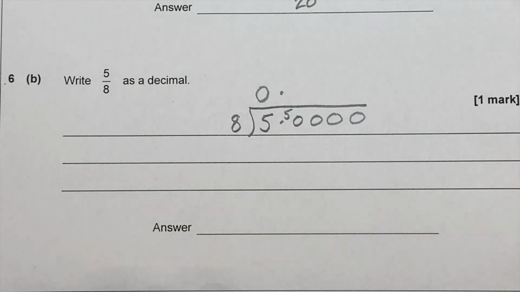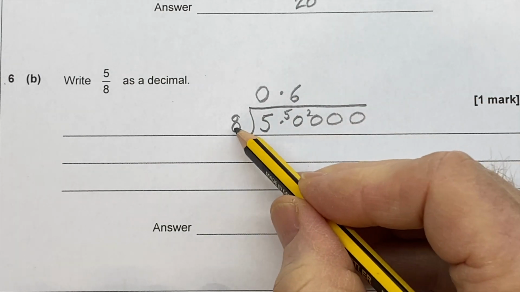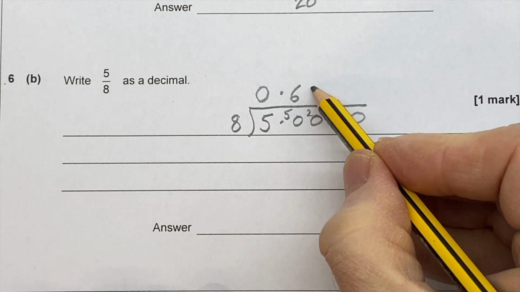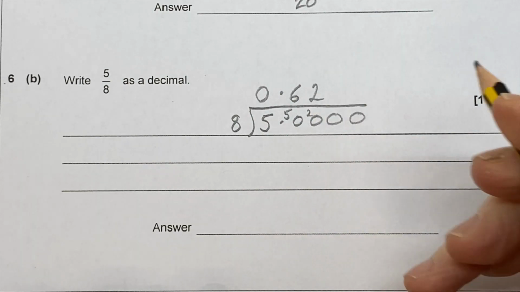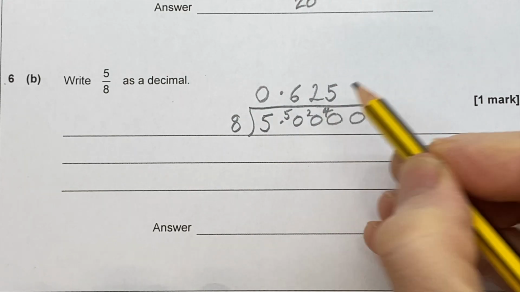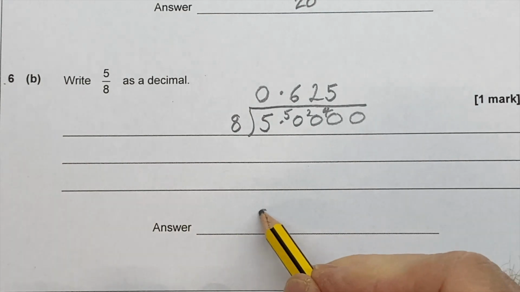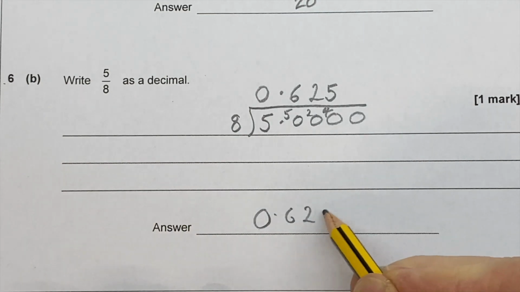8 into 50 goes 6 times, because 6 8s are 48, with 2 left over. 8 into 20 goes twice because 2 8s are 16 with 4 left over, and 8 into 40 goes 5 times. And we can't go any further, so that's the final answer, 0.625.